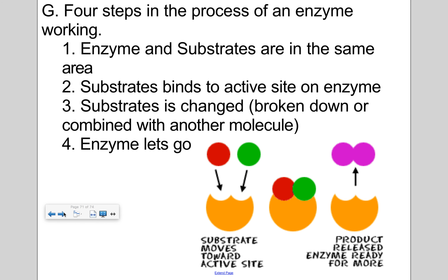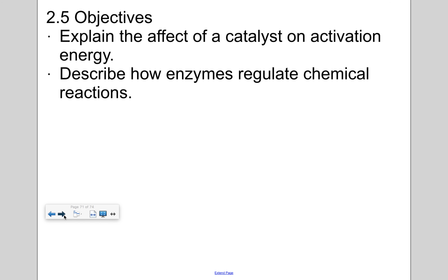Okay, there are 4 steps in the process of an enzyme working. Number 1, the enzyme and the substrates are in the same area. 2, the substrates bind to the active site on that enzyme. And then 3, the enzyme is changed. Either it's going to break bonds or form bonds, and then once that happens, the enzyme lets go and finds more substrates. And so you can see here, enzymes are not products or reactants. They're kind of like chaperones. They help the reaction occur, and then they just kind of get out of the way. So you don't find them on the reactants or product side.